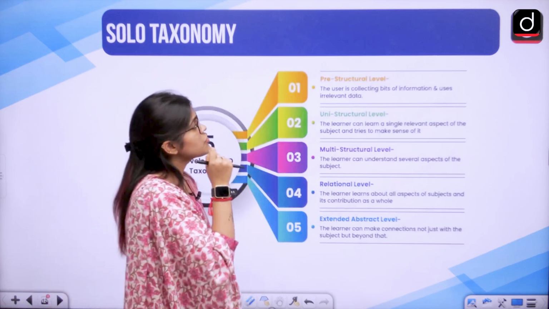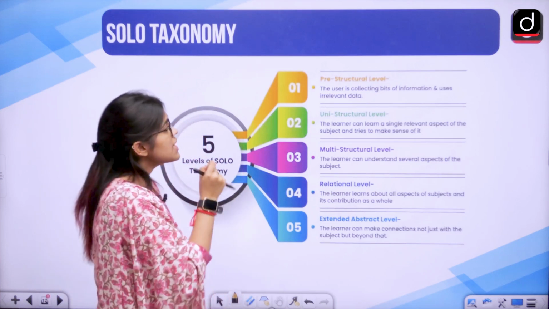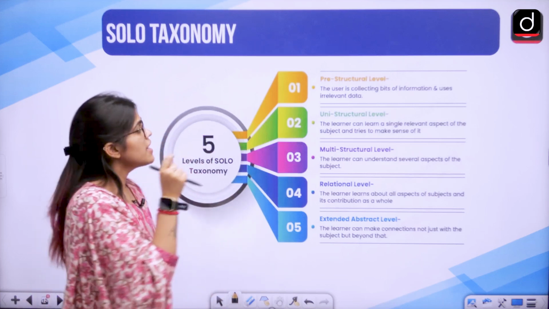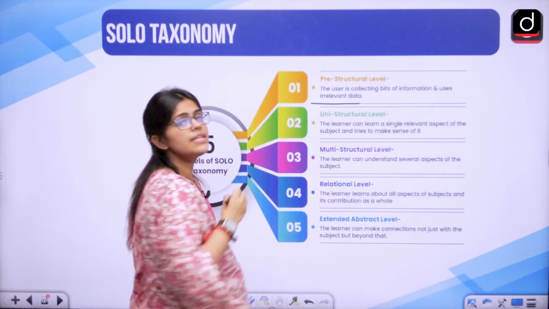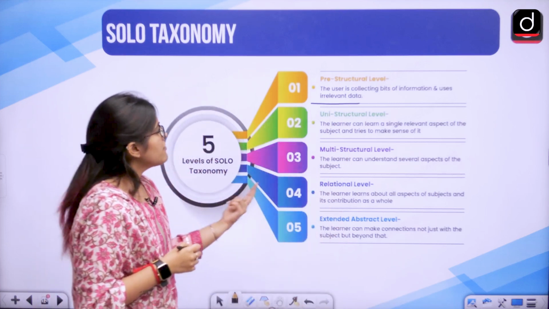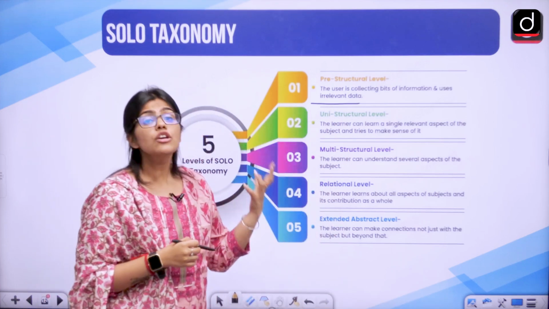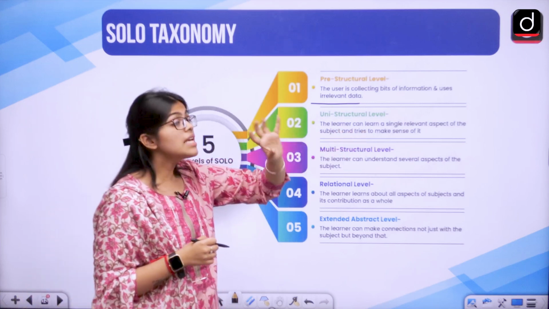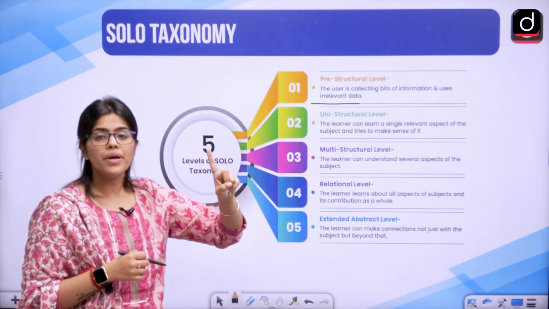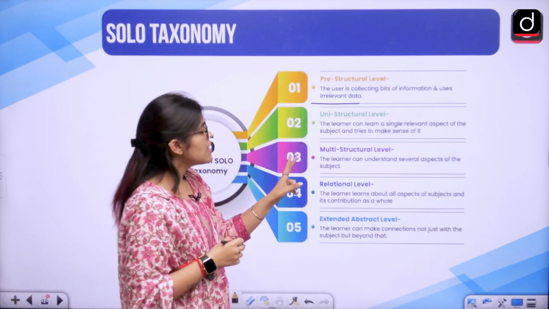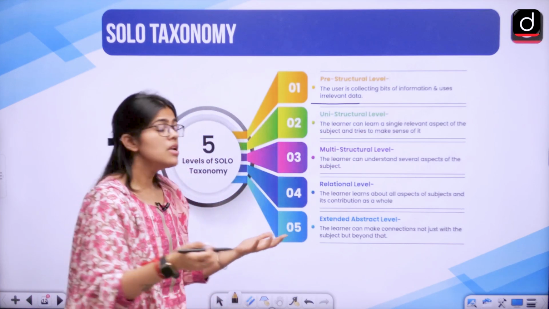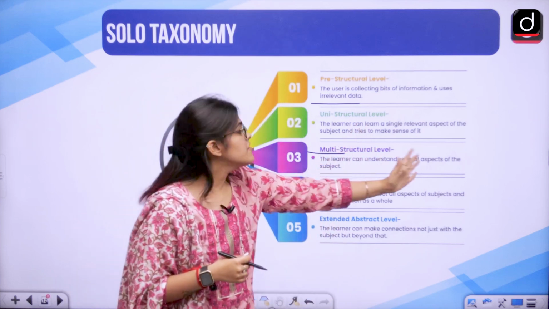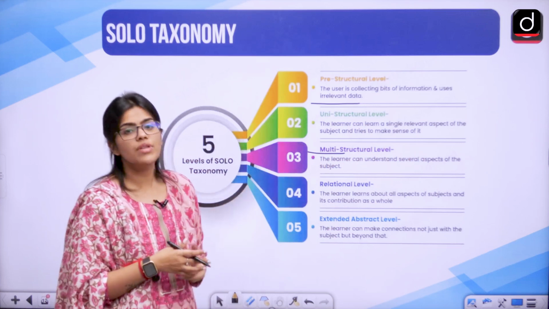First is the pre-structural level. The learner is here collecting the information. That means the tidbits and the information that are relevant to the topic are collected. Then we have the second level, that is the unistructural level. Here, the learner learns the single relevant aspect of the topic. Then comes the third level, that is the multistructural level. In the multistructural level, the learner can understand several aspects that are related to that topic.